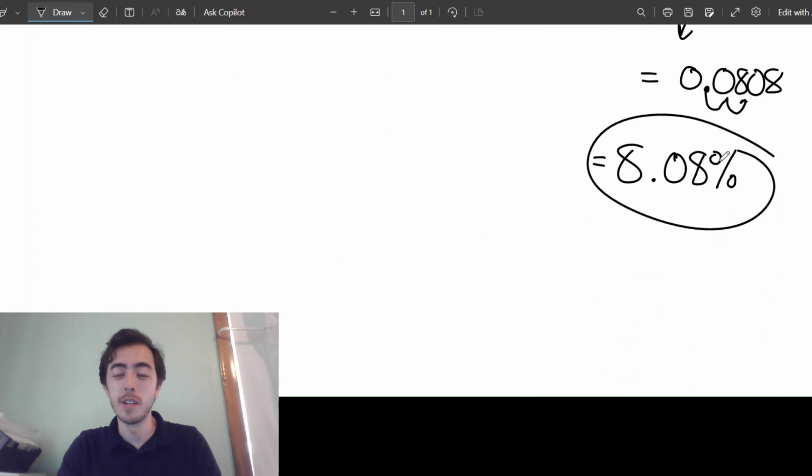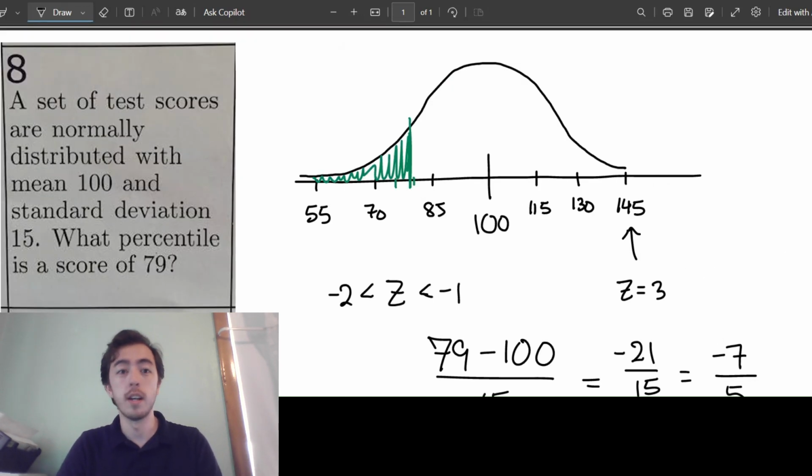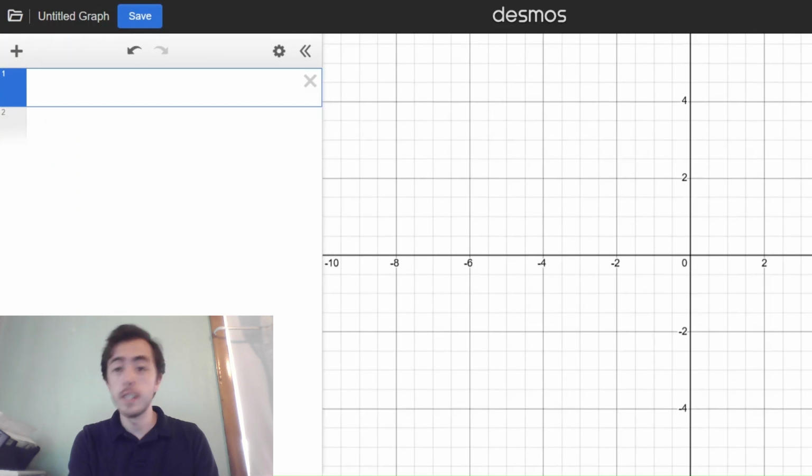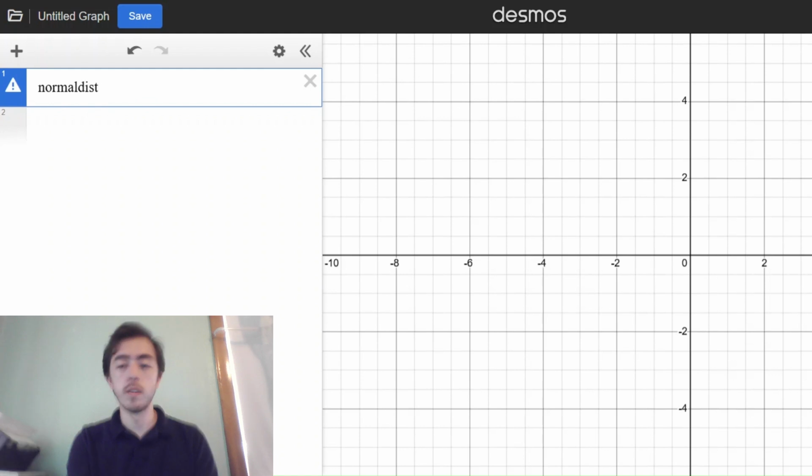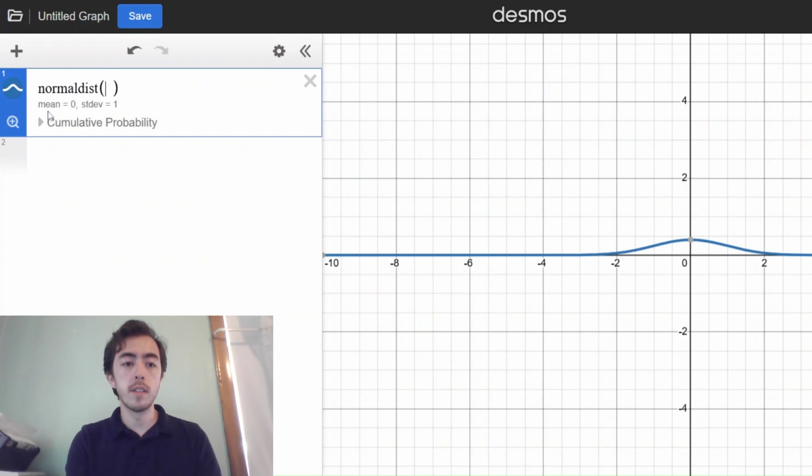So that's how we can use a z-table. And how about to cap off this video, let's hop on over to Desmos just to see what it might look like using a calculator. On Desmos, you can just type in normal dist, and once it turns unitalicized, then this is a function that Desmos understands. Opening up these parentheses, you are able to plug in a mean that you want and a standard deviation that you want. The default is that your mean is 0 and your standard deviation is 1.